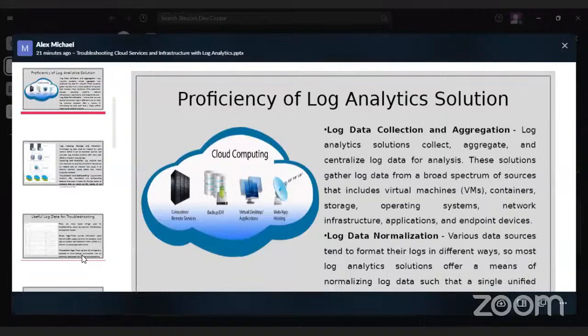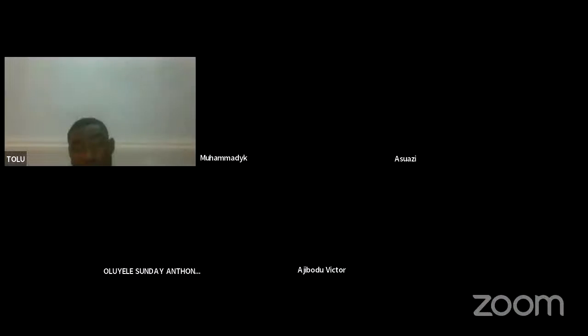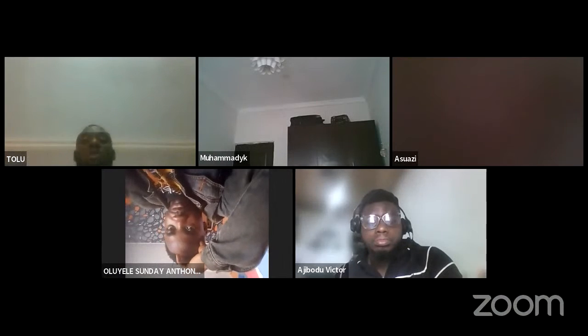So let's go on. The second strength of our log analytics solution is that it does log data normalization. And this is what it means. Various data sources tend to format their logs in different ways. So most log analytics solutions offer a means of normalizing log data such that a single unified index can be used for analysis. What this simply means is that the solution helps in doing the data analysis in one place.